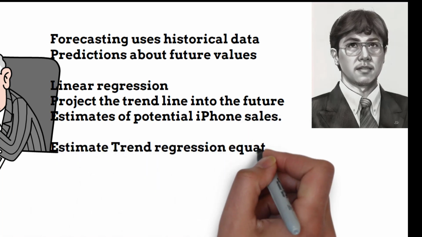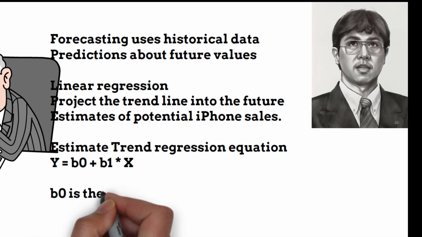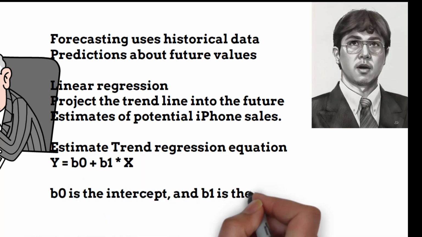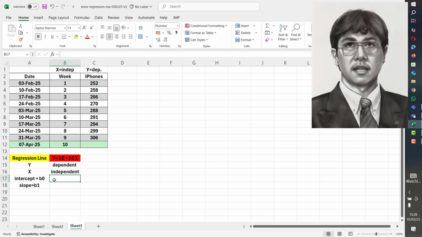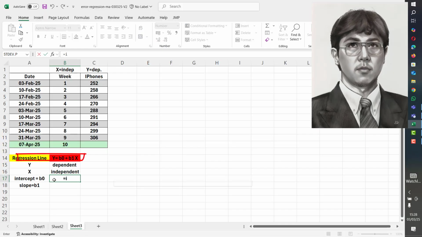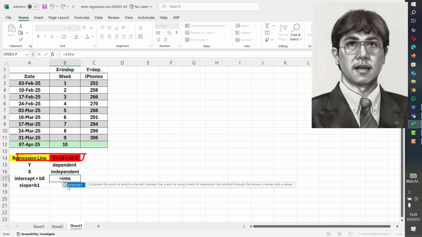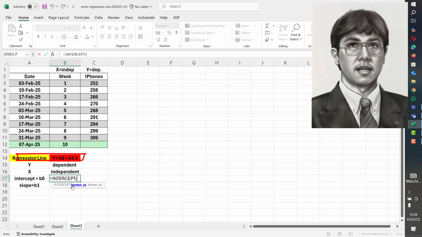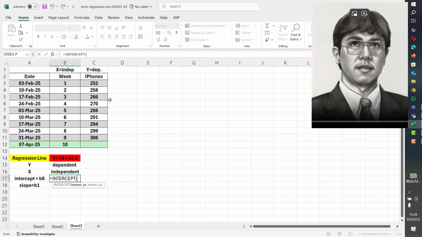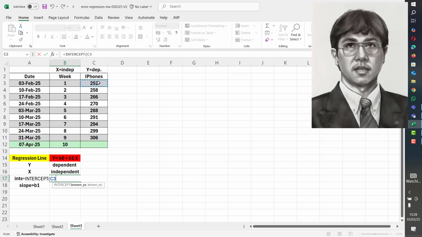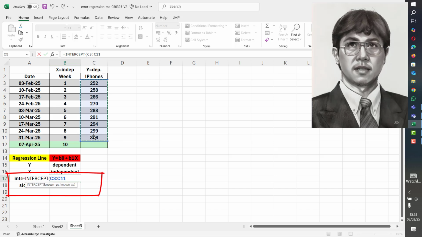We're going to estimate the intercept and slope of the trend regression equation. As highlighted in yellow, the trend regression equation is y equals b0 plus b1 multiplied by x. Again, b0 is the intercept, and b1 is the slope. Let's calculate these values. In Excel, to find the intercept, you type equals intercept. For the known ys, select the iPhone sales data. For the known xs, select the time data, weeks 1 through 9.